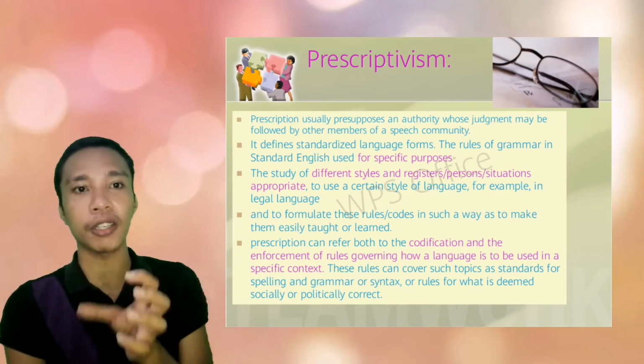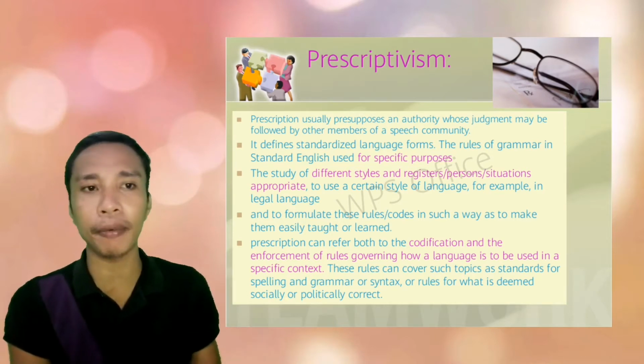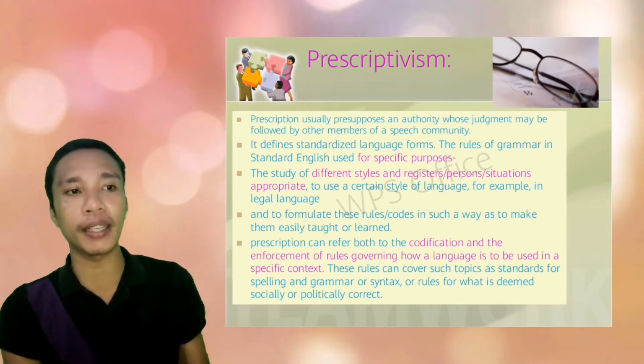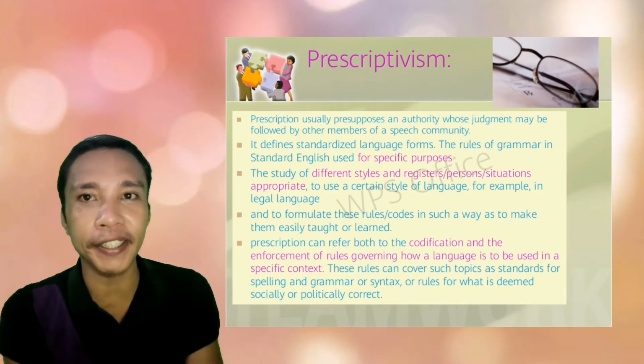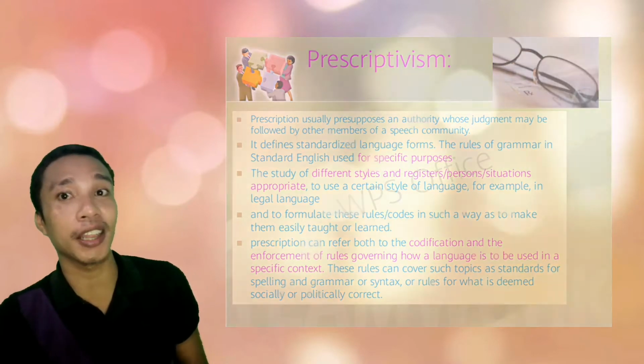These rules can cover such topics as standards for spelling and grammar, syntax, or rules for what is deemed socially or politically correct. So it doesn't necessarily mean that if the government uses something every day, the whole society would accept it as correct. Again, it really depends on the style, the register, the person, the situation, and its appropriateness.